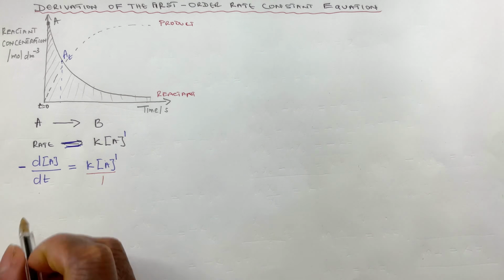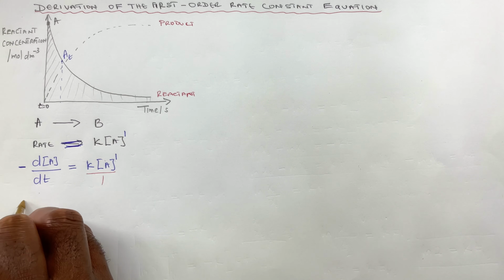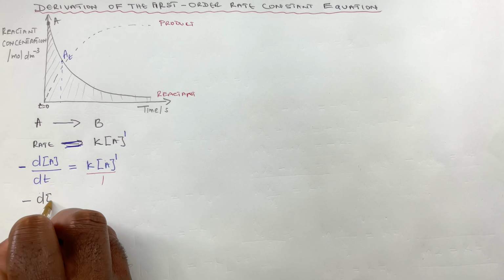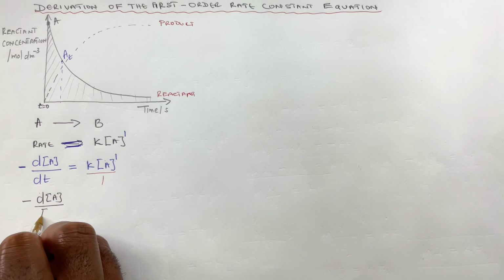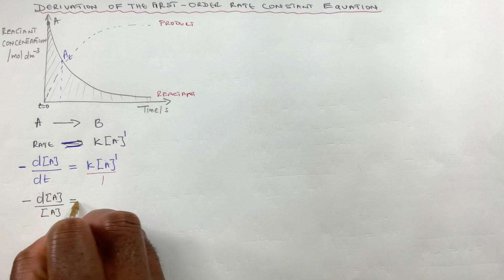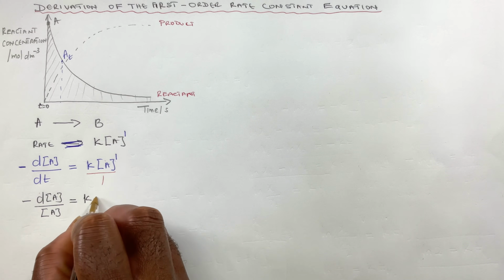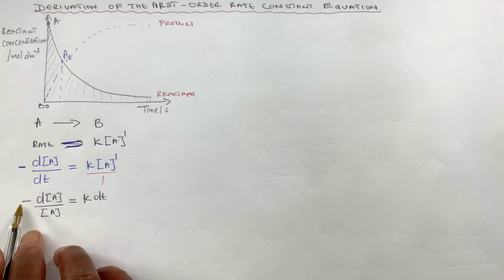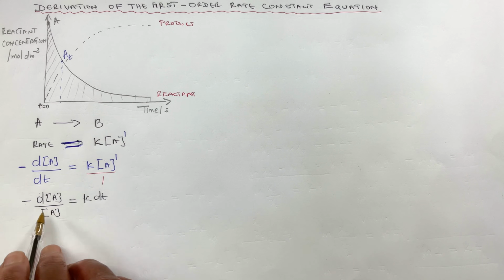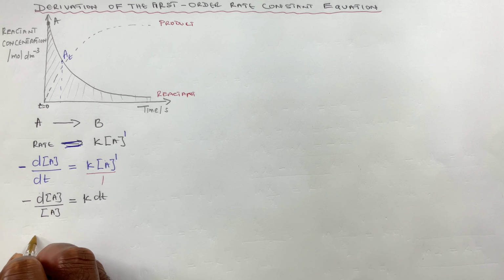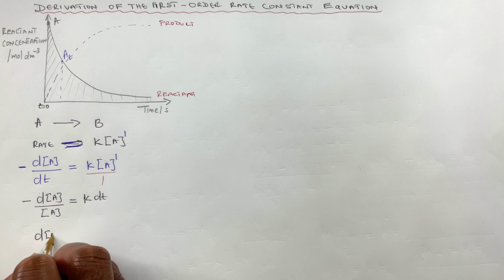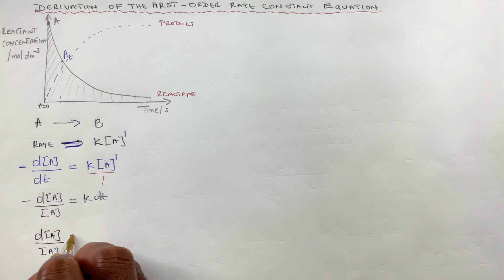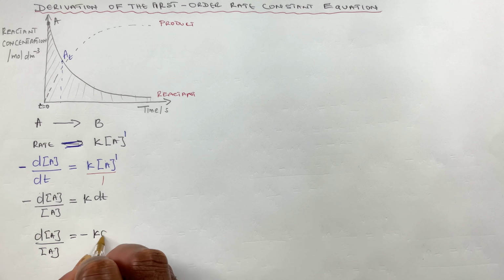Okay. So we're going to write minus d of the concentration of A over the concentration of A will be equal to K dt. And then I need to multiply both sides by minus in order to make this positive. So I can then say d of the concentration of A over the concentration of A will be equal to minus K dt.